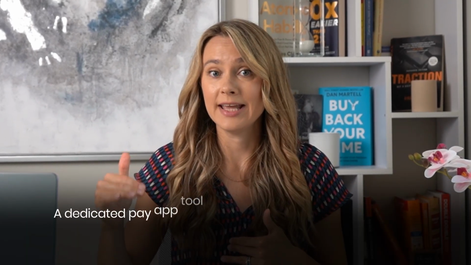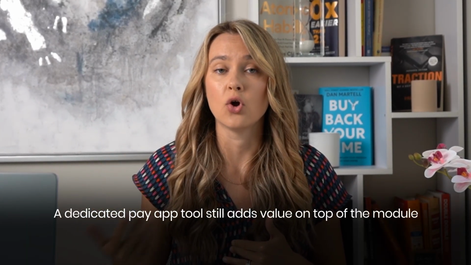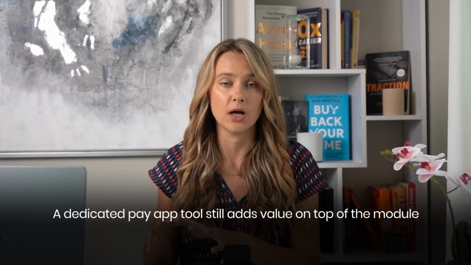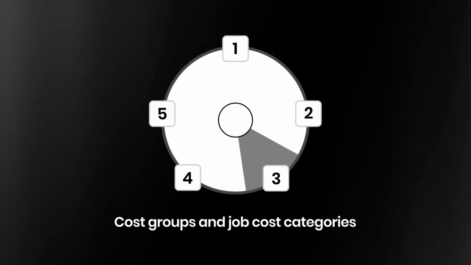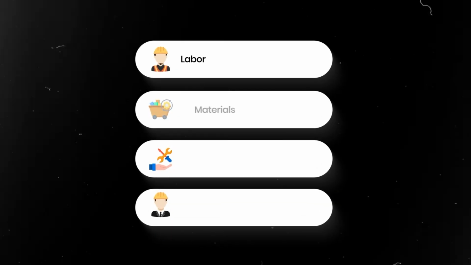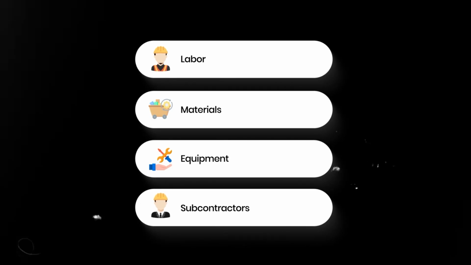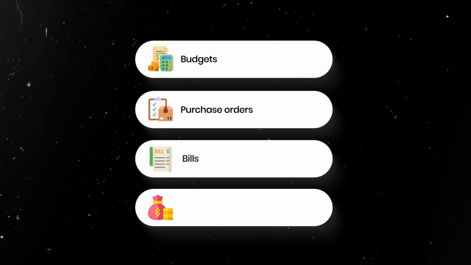For the pay application presentation side, especially if you are submitting to a GC or owner who reviews retainage line by line across multiple billing periods, a dedicated pay app tool still adds value on top of the module for that specific output. Cost groups and job cost categories. The construction module introduces cost groups, which let you plan and track project costs by industry standard categories, including labor, materials, equipment, and subcontractors, with roll-ups across budgets and purchase orders and bills and expenses.